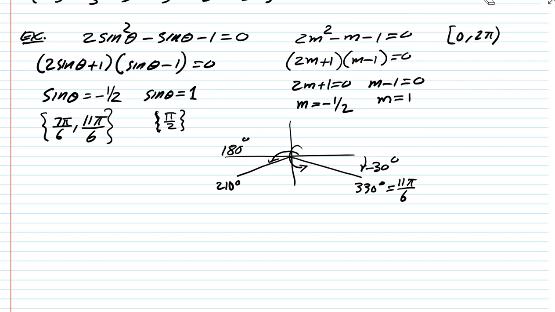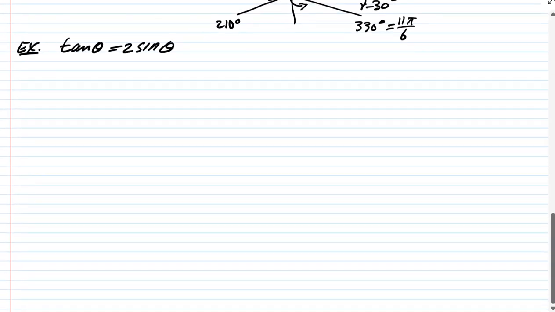All right, let's take a look at another example here. This time I'm going to have 2 different trig functions. Let's say I have tan theta equal to 2 sine theta. Okay, now I'm going to solve this 2 different ways, and let's see where this is going to go.